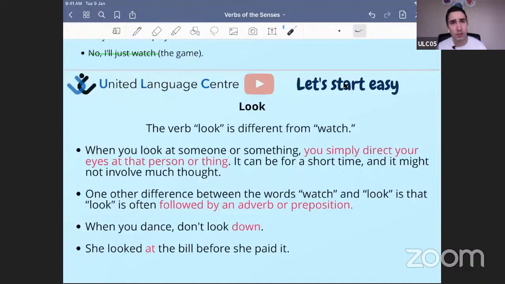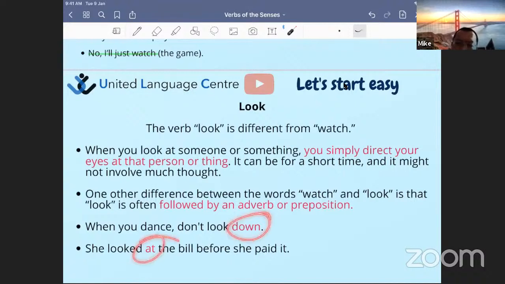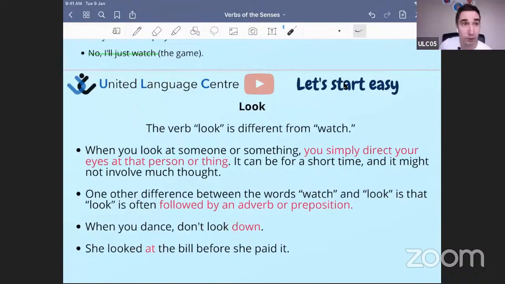One big difference is that look, we often use with an adverb or a preposition. So look down, look up. She looked at the bill, she looked out the window. Something with a preposition. Look up, look down, look left, look right. We can use all of this with look.